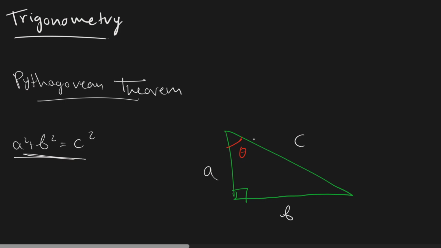Okay, so C, as always, is opposite to the right angle, so it's going to be the hypotenuse. And then this time theta is this angle, so what is the opposite and what is the adjacent? This time A is going to be the adjacent, while B is going to be the opposite. Just keep this in mind for now, and when we introduce some trigonometric functions, we will talk about these much more in detail.